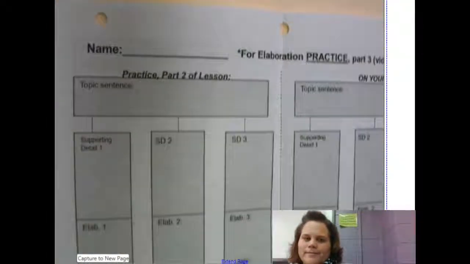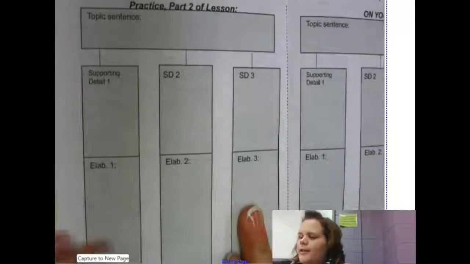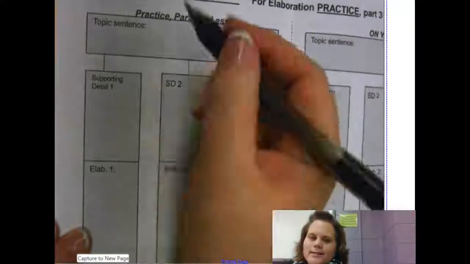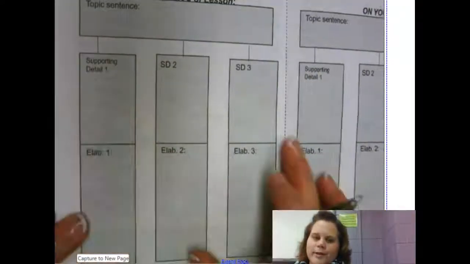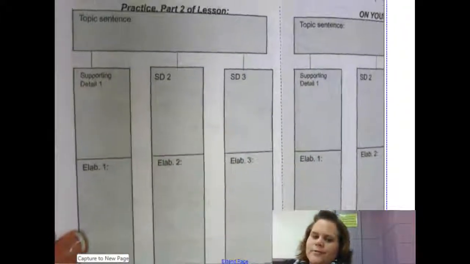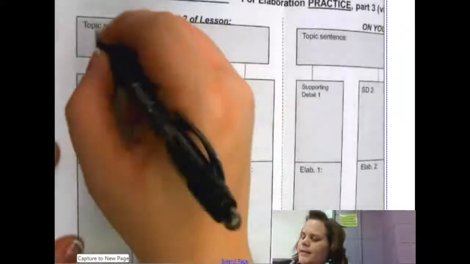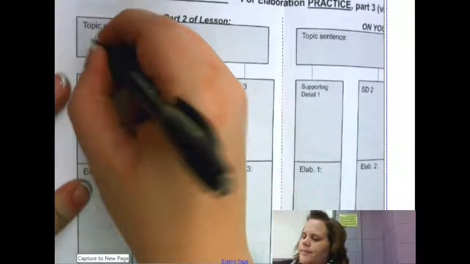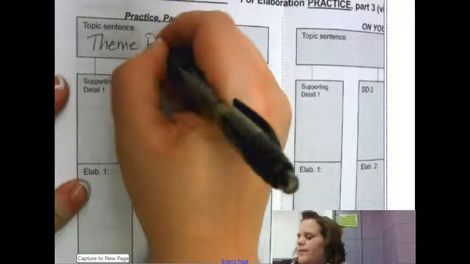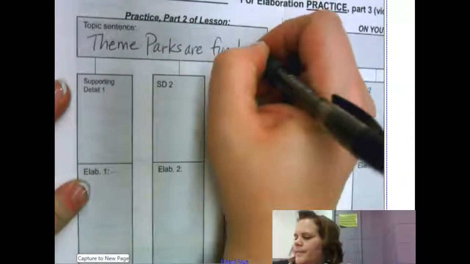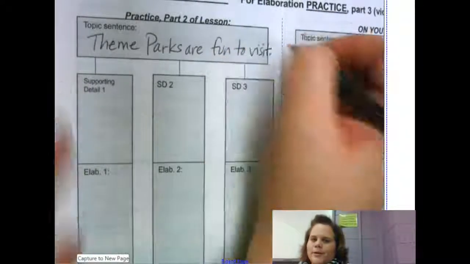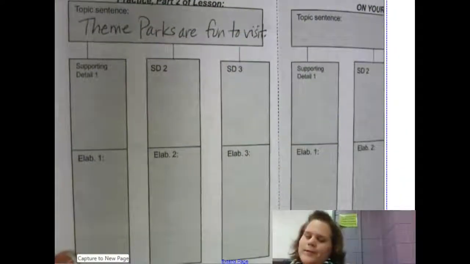If you're rejoining us, you've already had your work checked, and you're going to flip over to the back of your paper where it says Practice Part 2 of Lesson. And we're going to only give you a topic sentence, and then you're going to go through this part by yourself. So the topic sentence for this, we're going to say, is: Theme parks are fun to visit.